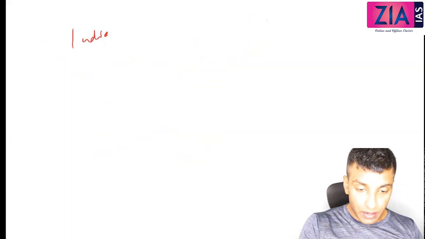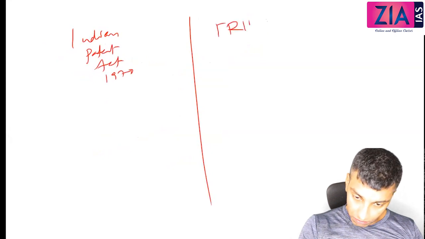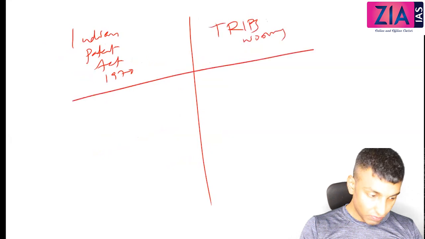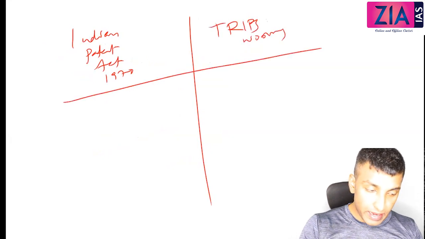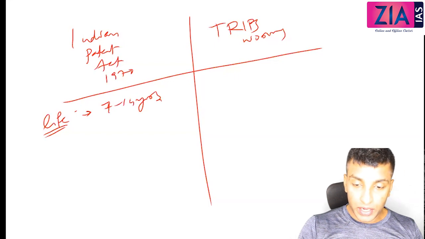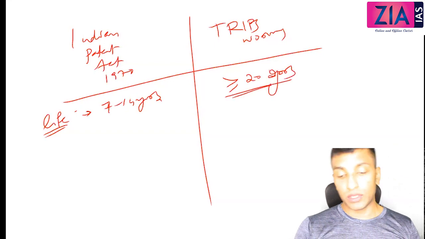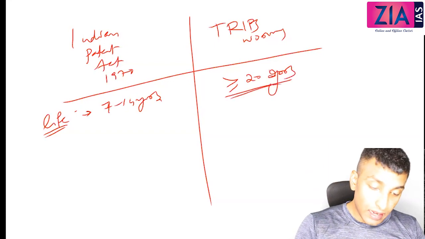Okay, now I'll briefly make a comparison with Indian Patent Act 1970, which was actually amended in 2005. So Indian Patent Act 1970, and we will also discuss about the TRIPS norms. Here, if you see the life of patent, it is 7 to 14 years, but in TRIPS norms, it is minimum 20 years. So that is the life of patent.